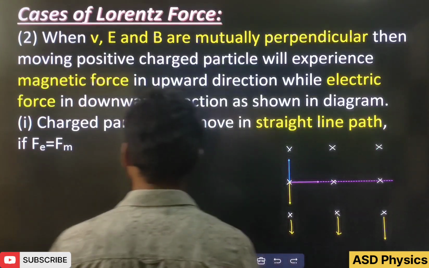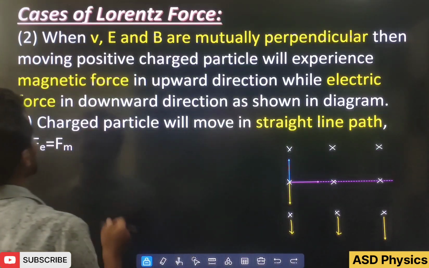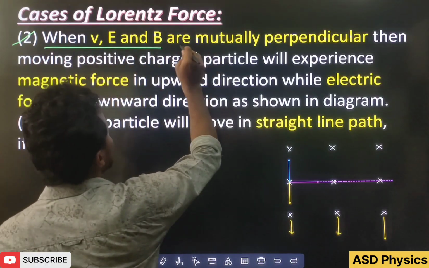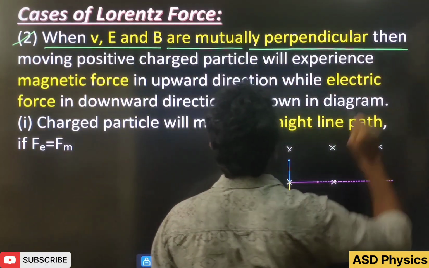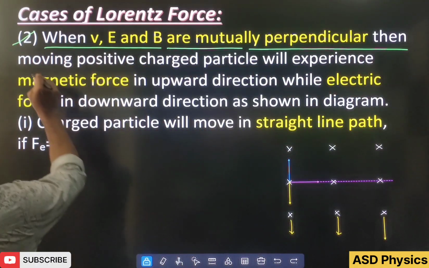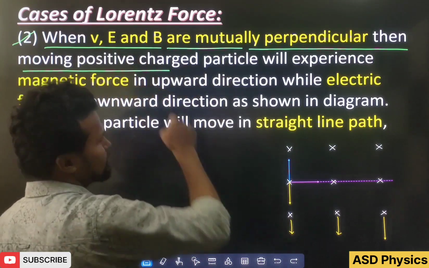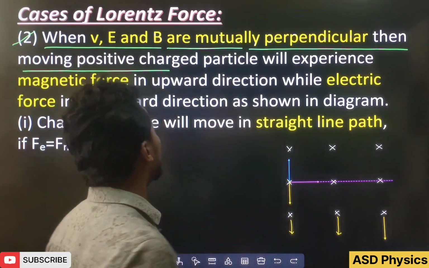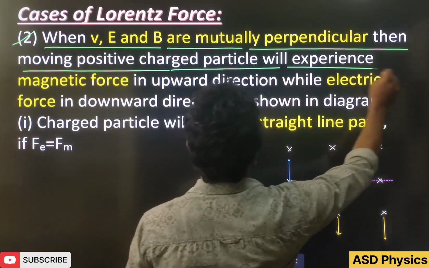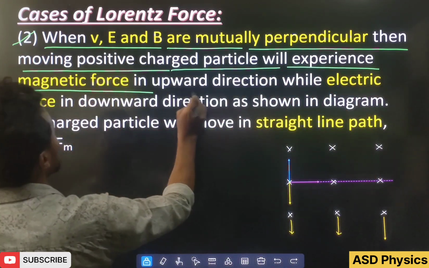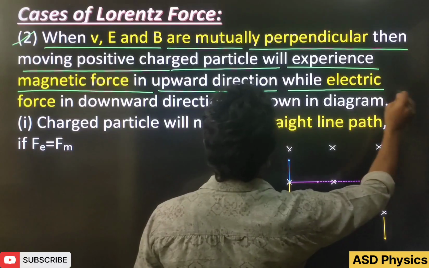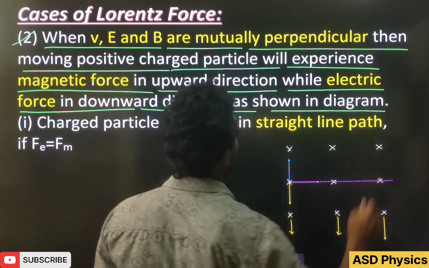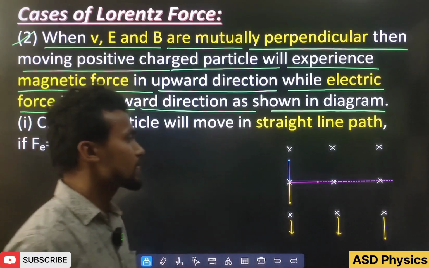Okay, great. Now students, let's move to the next case, case number 2. Very, very important case. See here, when V, E, B are mutually perpendicular, then moving positively, by default always positive, but this case is specifically for the positive. Positively charged particle will experience magnetic force in upward direction, while electric force in a downward direction, as shown in figure here. Okay, so here I have taken the situation.